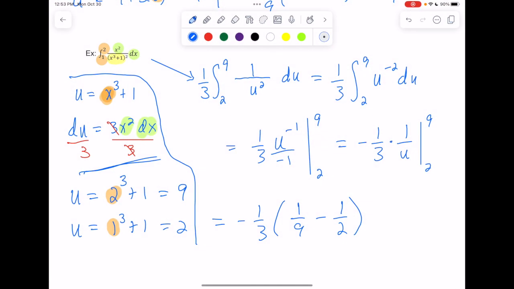So go ahead and switch back. Equals 7/54, final answer. All right, on to the next page.